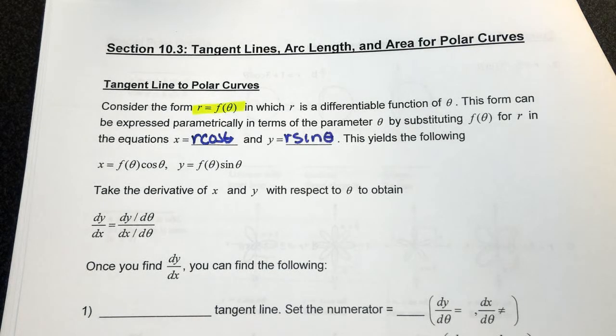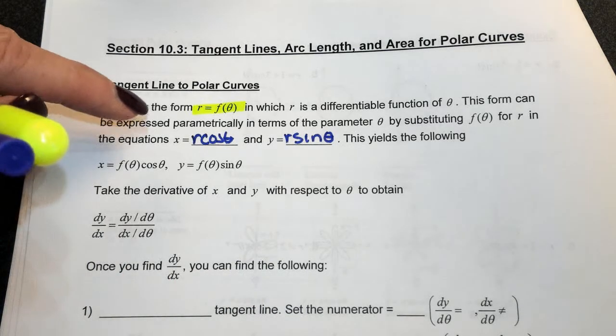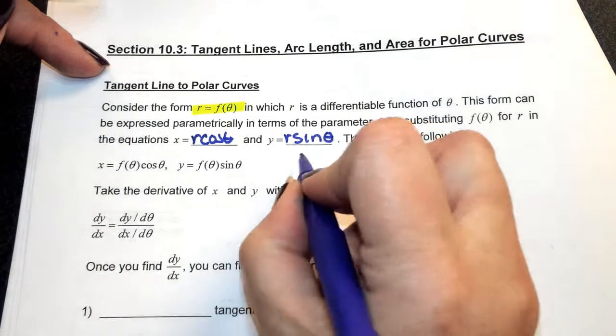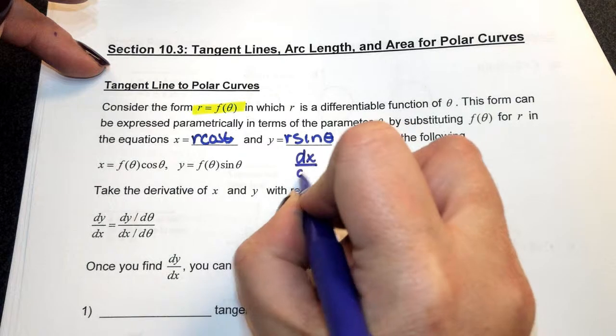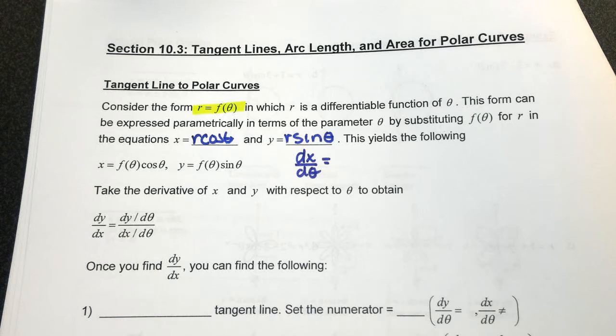So this is how we're going to have to find the derivative, find the dy dx, when we're considering our polar curves. So dy dx in terms of our polar is going to be equal to dy d theta divided by dx d theta. Now, the issue is going to become when we want to find dx d theta, because what rule are we going to have to use in order to find the derivative of f of theta cosine of theta? Product rule.